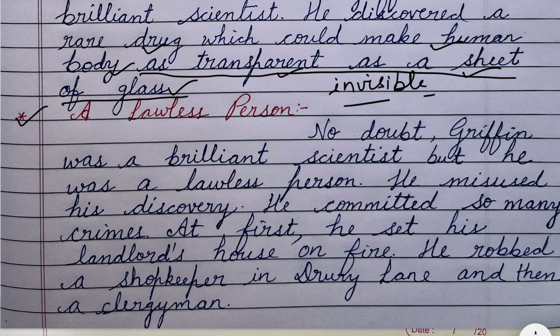Next is a lawless person. No doubt Griffin was a brilliant scientist, but he was a lawless person. He misused his discovery. He committed so many crimes. Then we need to mention a few crimes. At first, he set his landlord's house on fire. He robbed a shopkeeper in Drury Lane, that is the name of a theatrical company, and then a clergyman.